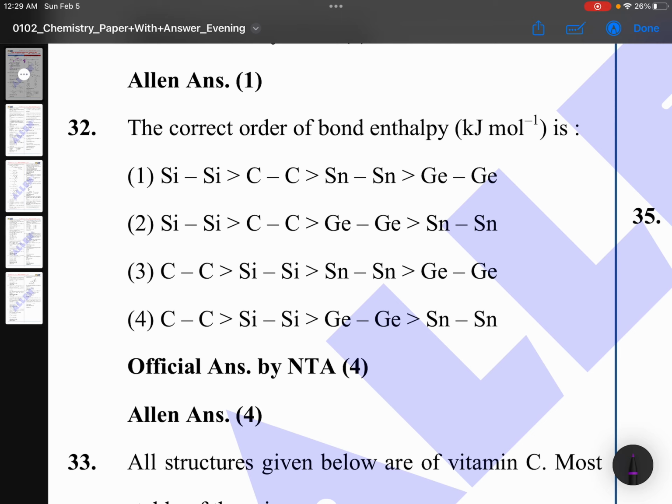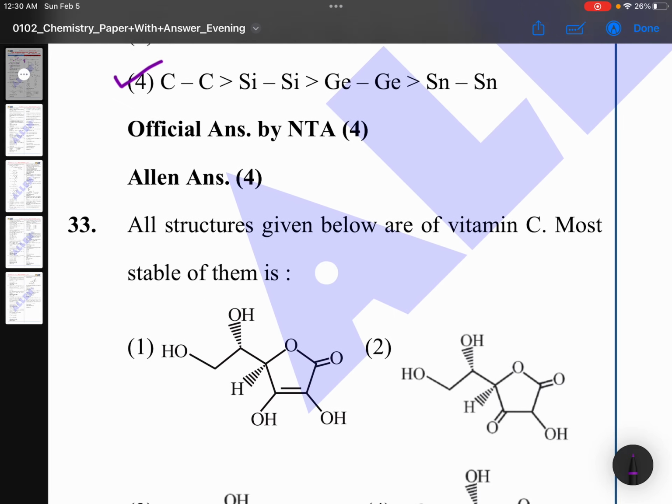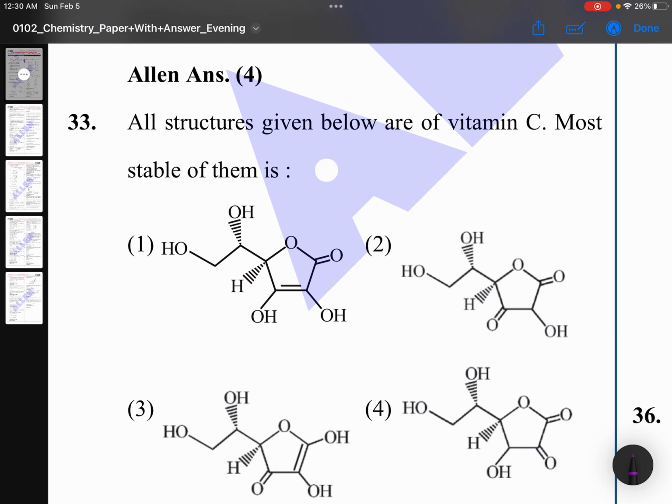The correct order of bond enthalpy in kilojoules. Down the group, 14th group, bond enthalpy decreases. Proof is catenation capacity. Carbon is maximum. Carbon, silicon, germanium and tin. Expected routine, group 14 elements, class 11.